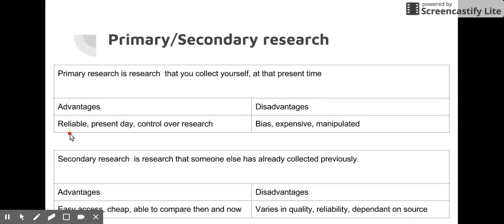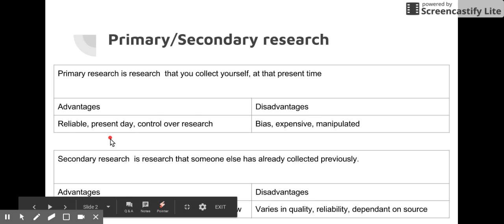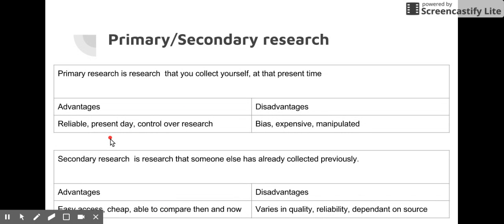You know that it's been collected properly. You know that everything's been kept the same. The one variable's been changed. It's in the present day, so it's not old data. It's not 1950s data, which we don't know how it was collected, had different technology. It's now present day. We have all the modern modifications to help us get it better and more precise.